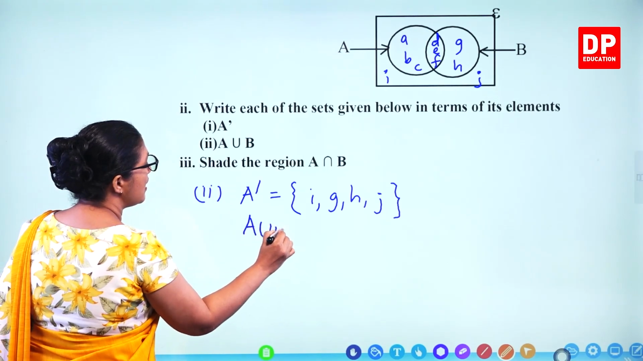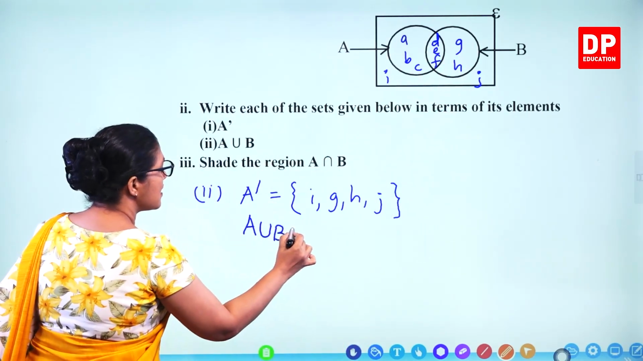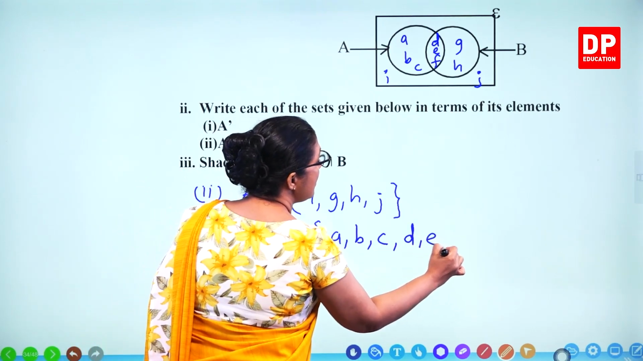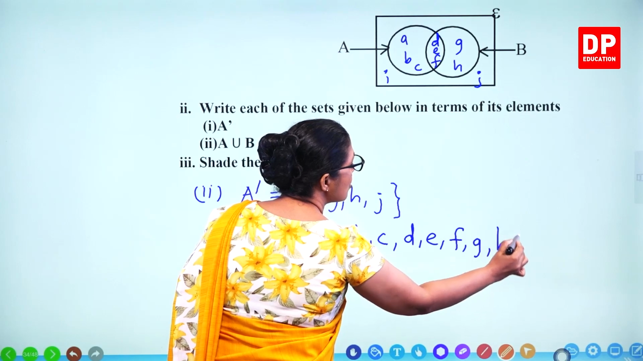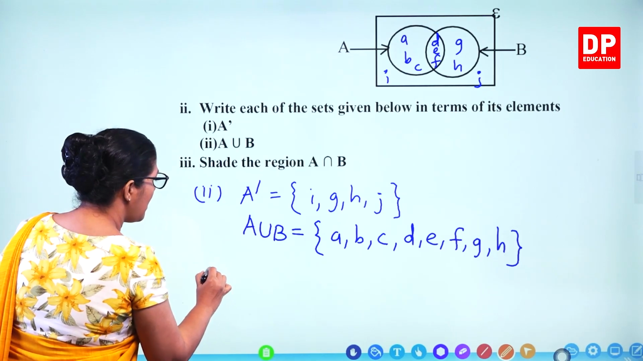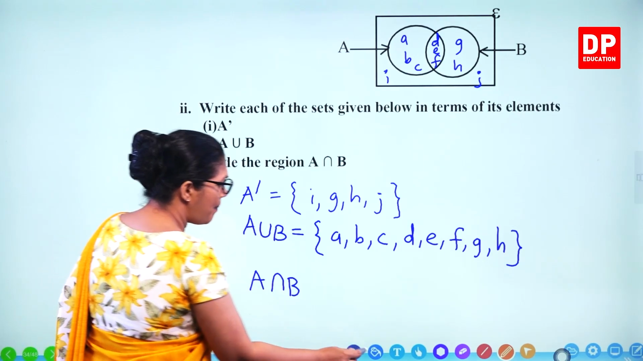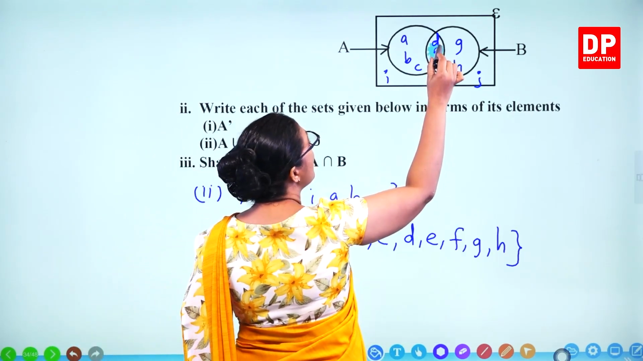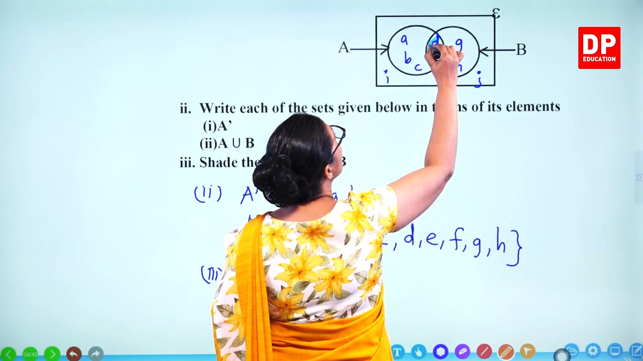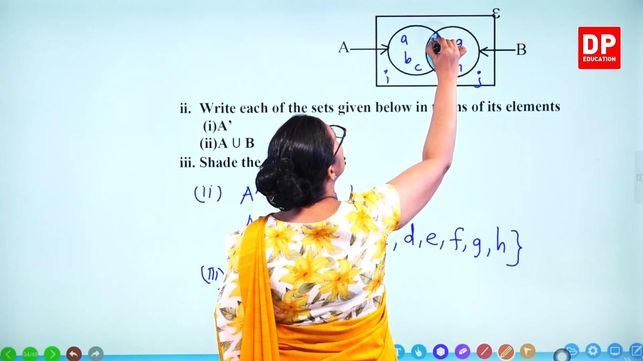A union B. That means everything inside A or B or both, inside the two circles. So write all the elements A, B, C, D, E, F, G, H. Those are the elements inside the two circles. Then the third part, shade the region A intersection B. That means the common part. So we'll shade the common part. So this is the common part. We can shade this part like this.